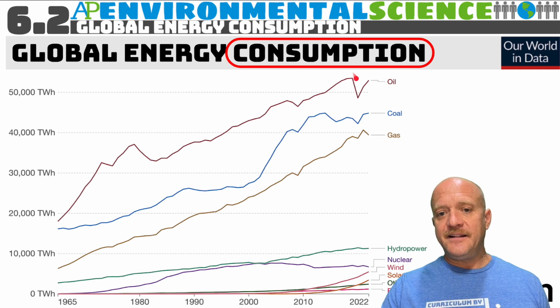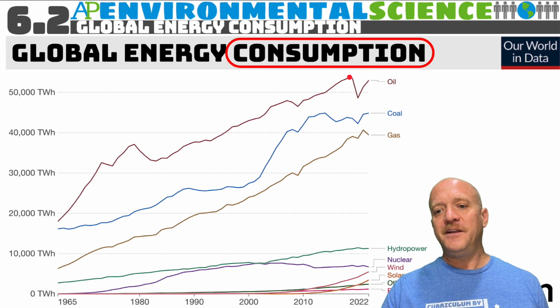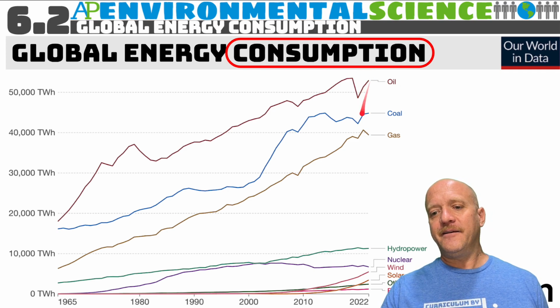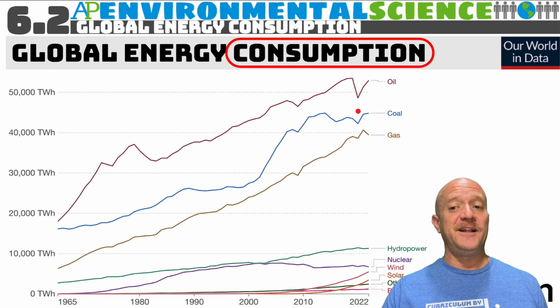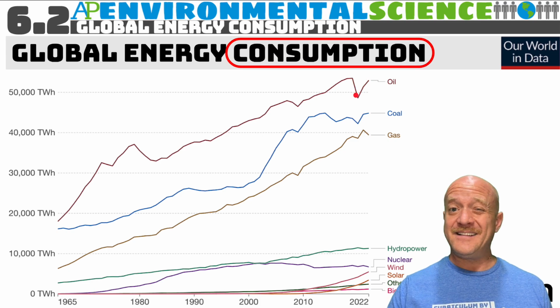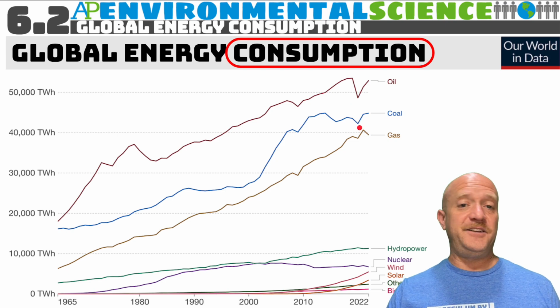It's very interesting. This is from 2022. But if you look, there was a dip right here. And if you notice, they all kind of dipped. So we consumed less energy. And the reason we consumed less energy is because of the COVID lockdown. Basically, there was a lot less driving during this time, a lot less transportation, less energy use as well.